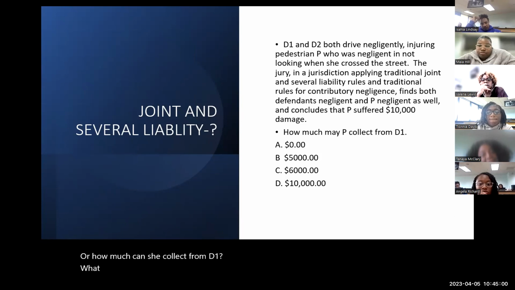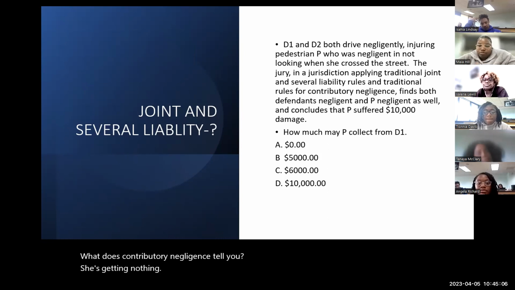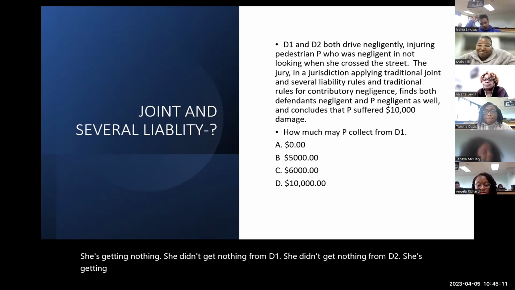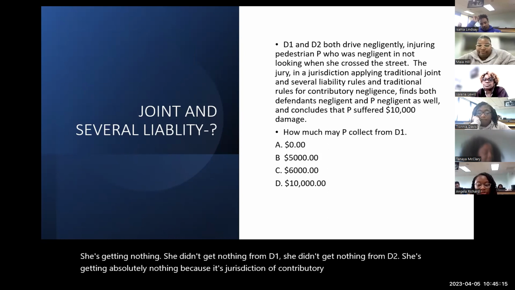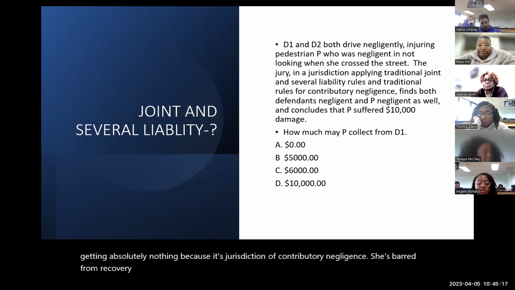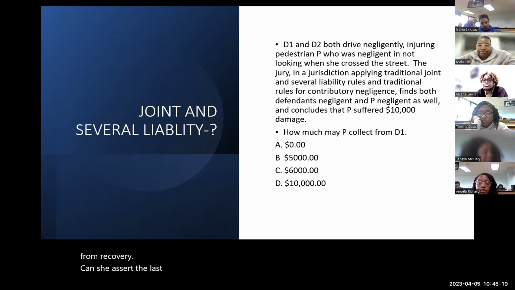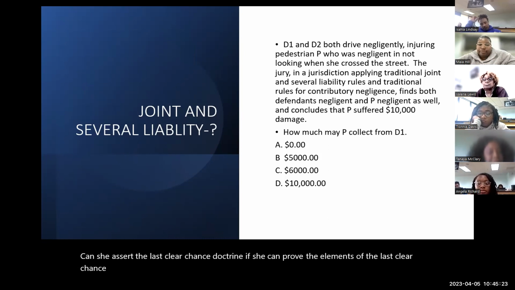What does contributory negligence tell you? She's getting nothing. She ain't getting nothing from D1. She ain't getting nothing from D2. She's getting absolutely nothing because it's a jurisdiction of contributory negligence. She's barred from recovery. Can she assert the last clear chance doctrine? If she can prove the elements of the last clear chance doctrine, but that's not part of the question. Got it?